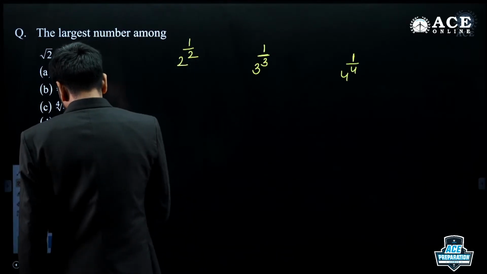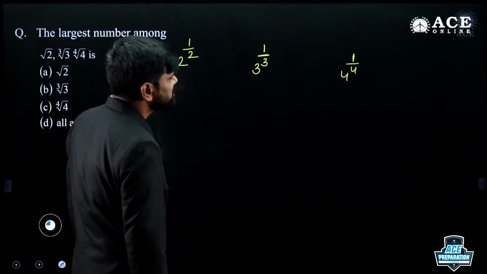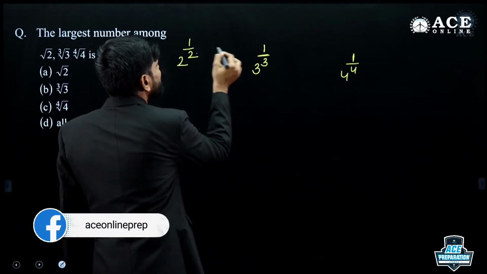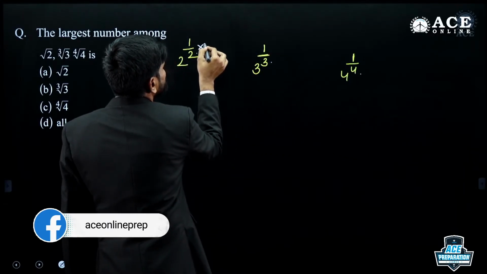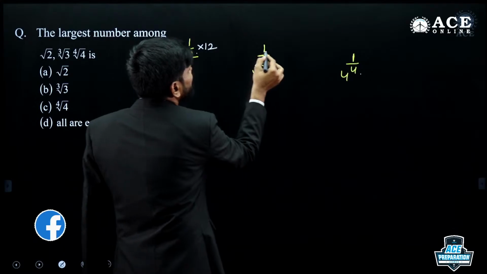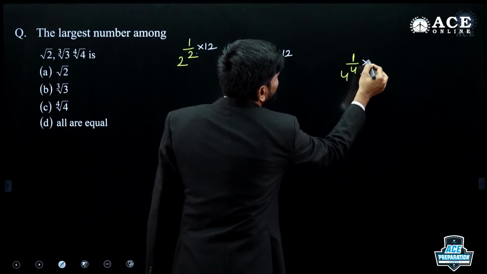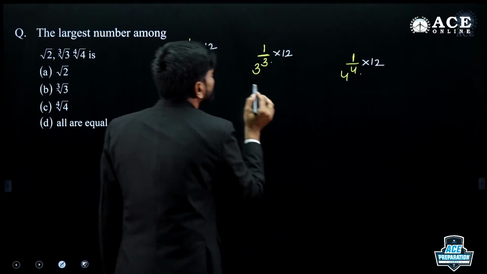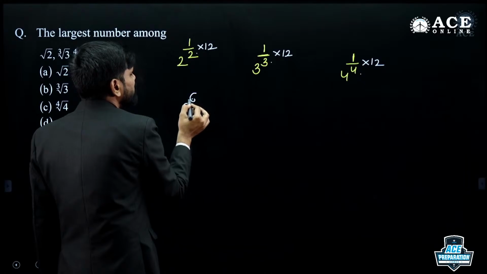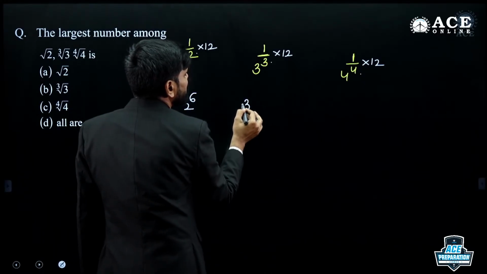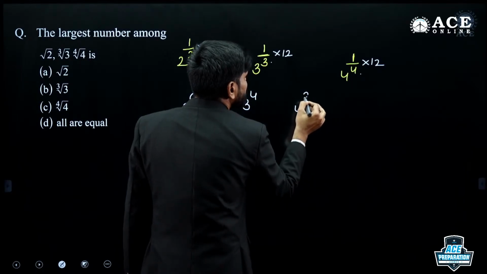As I already told you, if you are getting fractions in the powers, you simply take the LCM of the denominators in the fractions. So 2, 3, 4, LCM is 12. I am multiplying each with 12 so that they get converted into natural numbers without any fractions in the powers. This will now become 2 to the power of 6. This is becoming 3 to the power of 4. The last one is becoming 4 to the power of 3.